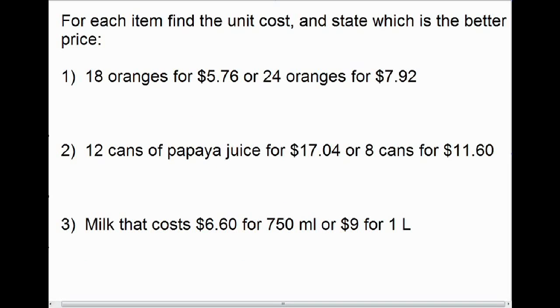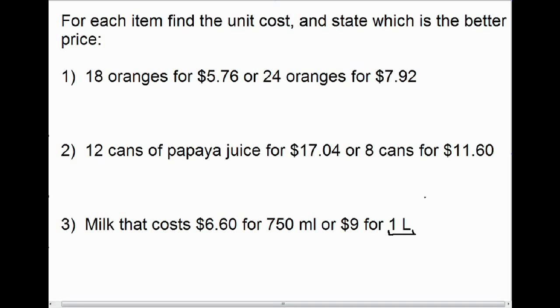Now with the last question, you'll notice that it's milk, it's a liquid, and that the first price is at 750 milliliters. So just like with the previous example, we have to reduce that to 100 milliliters. Now what's even a little bit trickier about this one is I've said it's $9 for 1 liter. So you have to remember, we have to use the same units here. If we're going to compare unit rates, we can't compare milliliters to liters.